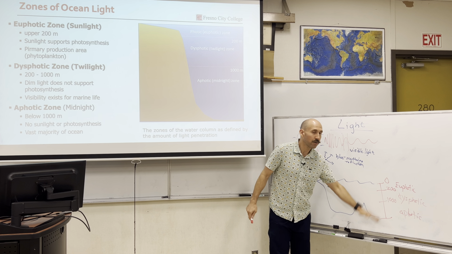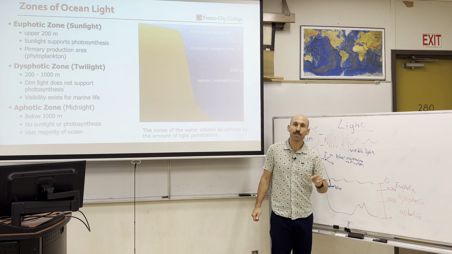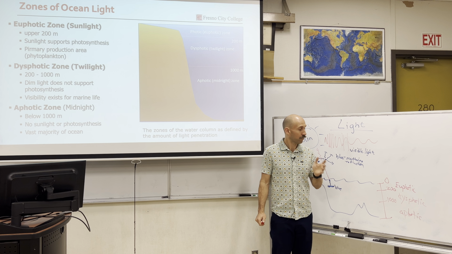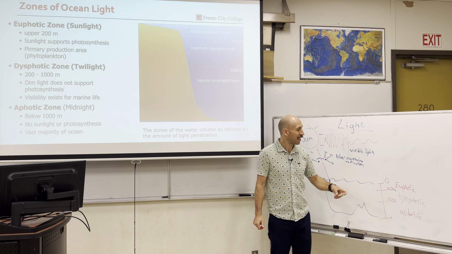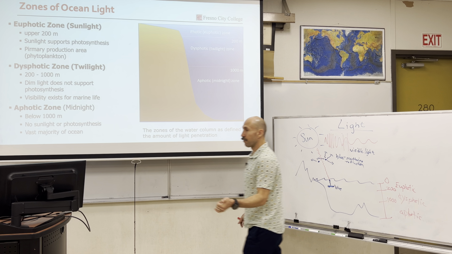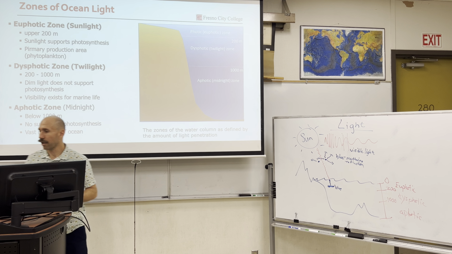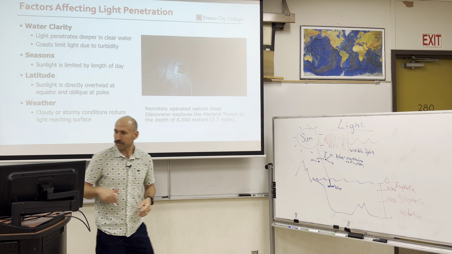And so given this vertical structure of light in the ocean, we would expect photosynthesis to occur where? In the euphotic zone. Which means that down here in the aphotic zone, we need marine life to come up with their own kinds of adaptations. We'll get to that in a moment.